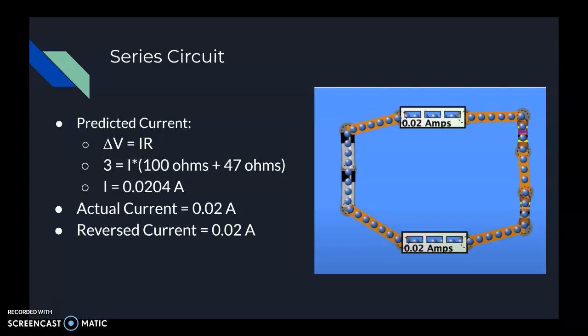The first circuit I looked at was a basic series circuit with two resistors, one with 100 ohms of resistance and one with 47 ohms of resistance. Using this, the predicted current can be found by dividing the potential difference from the two 1.5 volt batteries by the total resistance in the circuit, 147 ohms. This came out to be 0.0204 amps, which is what the simulation gave when rounded, and this was the same current when the ammeter was reversed.